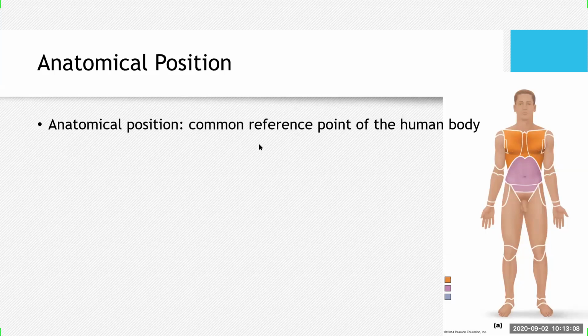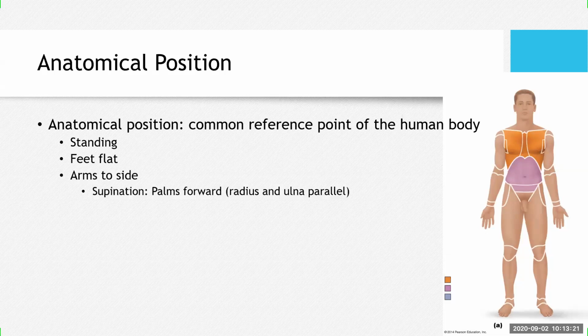All right, so standing is one of the features when we talk about the anatomical position. Their feet have to be flat on the ground, the arms are to their side, and they are supinated. When I say they are supinated, it means that the palms are facing forward, anteriorly. That means that the radius and ulna are going to be parallel with each other as well.